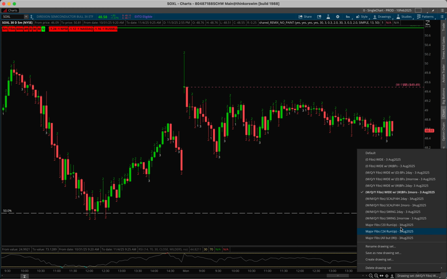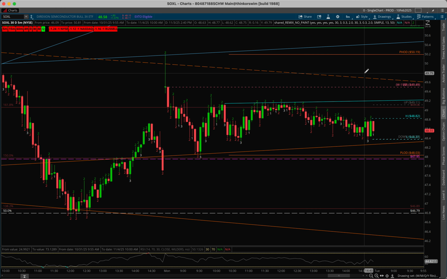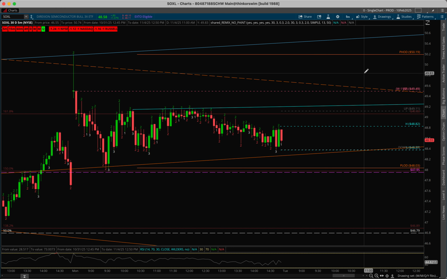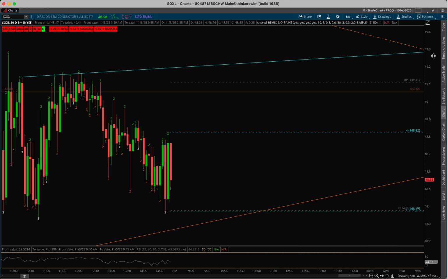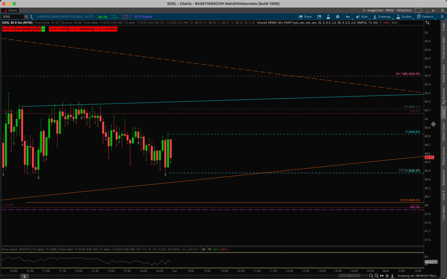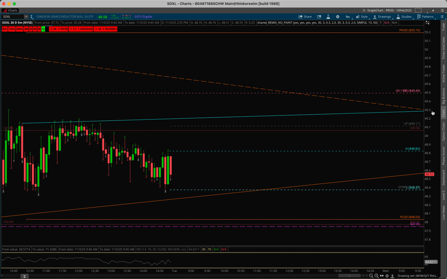Oops, it's not the chart we want. Scalp tomorrow. There we go. So let's go ahead and zoom back in and take a look at what things will look like tomorrow from a scalping perspective first. Let's get everything on the board here.